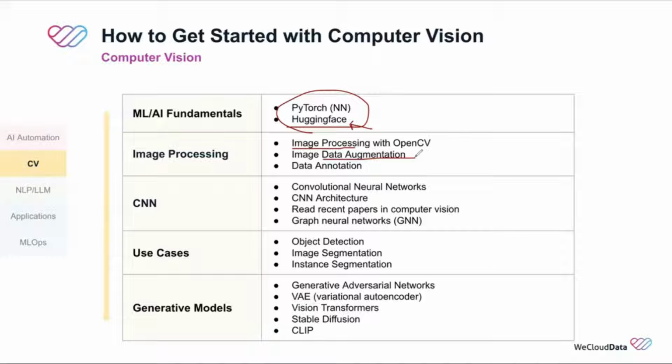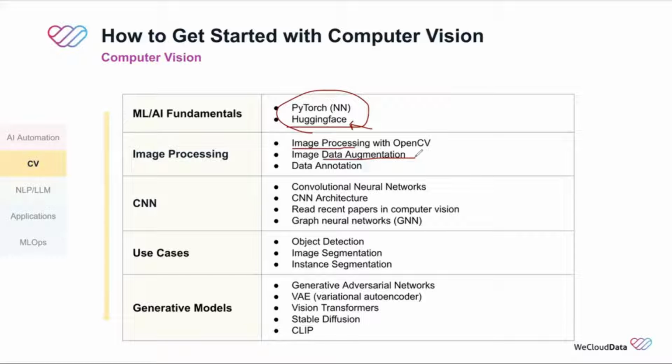Okay, so that's data processing, and then after you have the data prepared, you need to understand the basic architecture, right? It's not just a deep neural network, but it's also the convolutional neural network architecture.